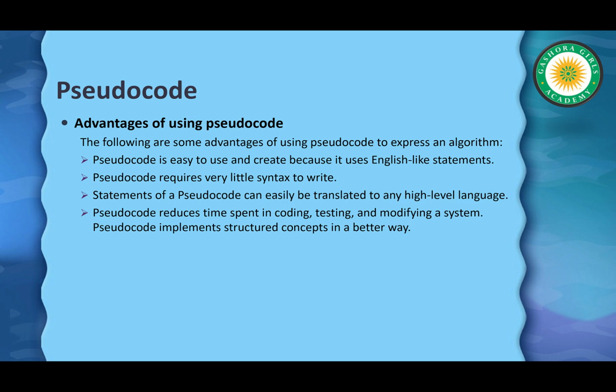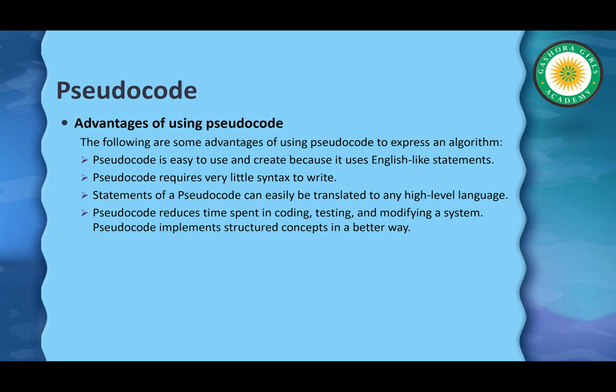Pseudocode requires very little syntax to write. So it's just input, output, or read, write, and you initialize values to variables, and that is all about pseudocode. So it uses very little syntax. Statements of a pseudocode can easily be translated to any high-level language. So when your pseudocode is well organized and well written, converting it to a programming language is much easier.